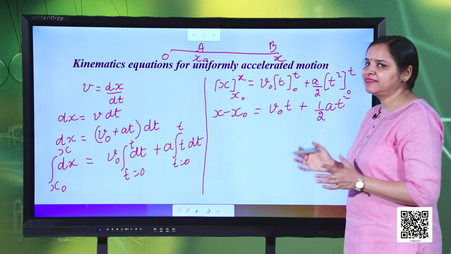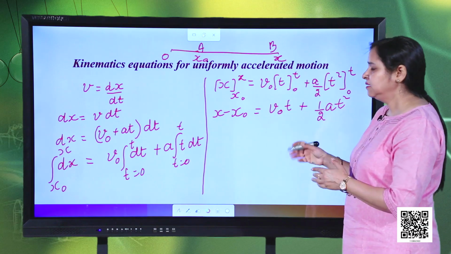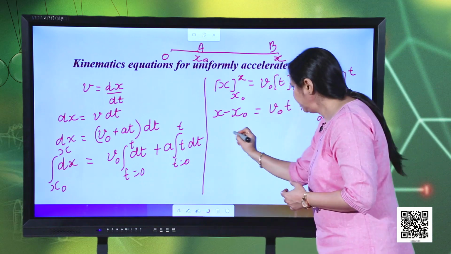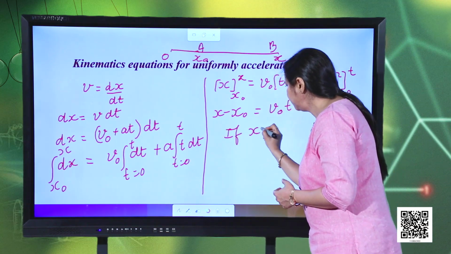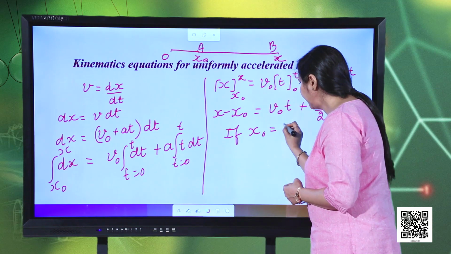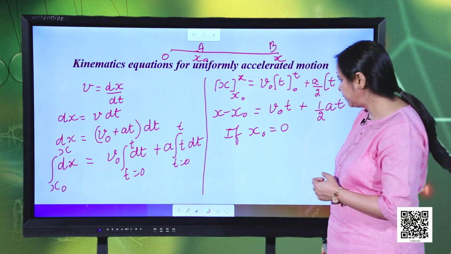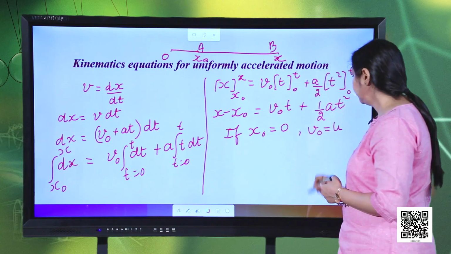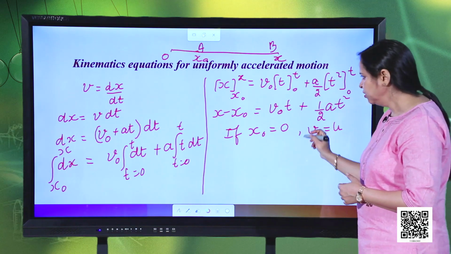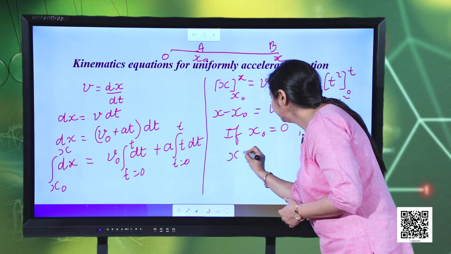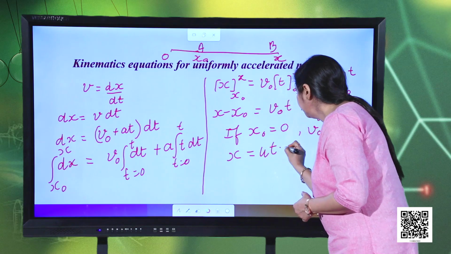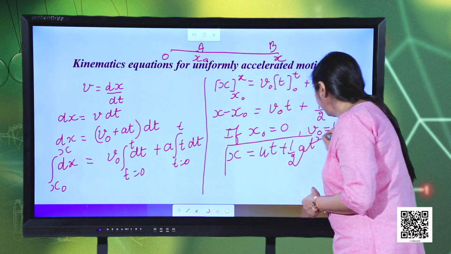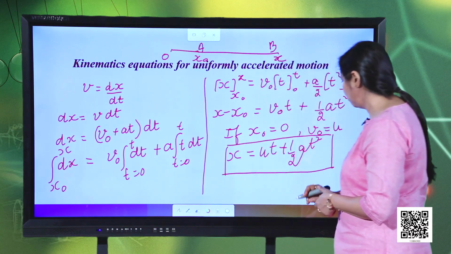Again, for our simplicity, generally we consider the initial position to be at the origin. So, here if I substitute the initial position to be at the origin, so we will say x naught equals to 0, right, and V naught equals to u. That is the initial velocity we represent as u. So, our equation takes a form as x is equal to ut plus half at square. So, this is how we represent the second equation of motion.